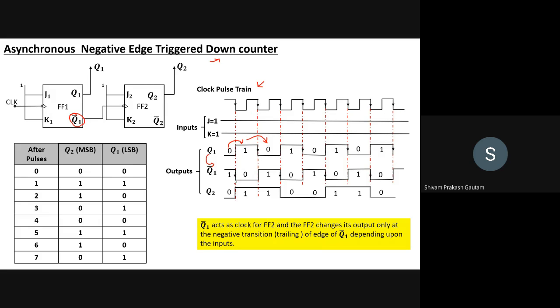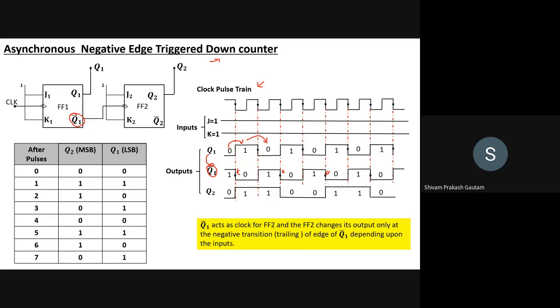Now for the second flip-flop, this Q1 is acting as a clock, and that too on the negative edge. So the negative edge of Q1 is this, and this, and so on and so forth. Initially Q2 was also 0. At the first clock cycle, it will change its state, so it has gone from 0 to 1. At the next triggering, it has become 0 again, and so on.